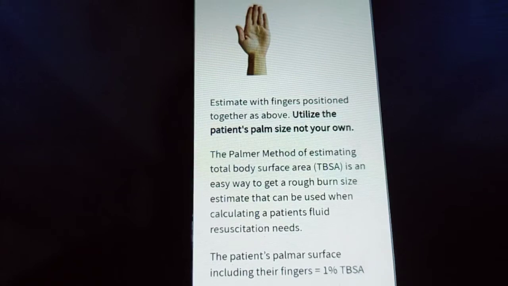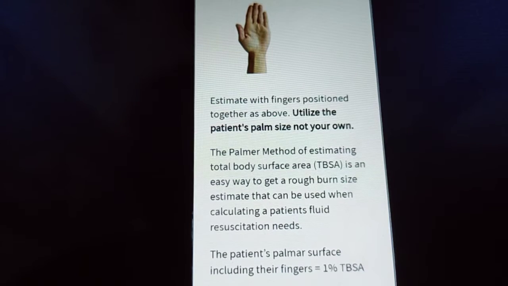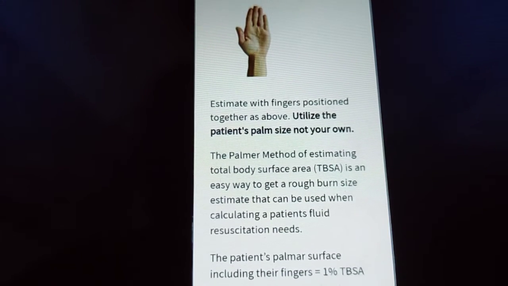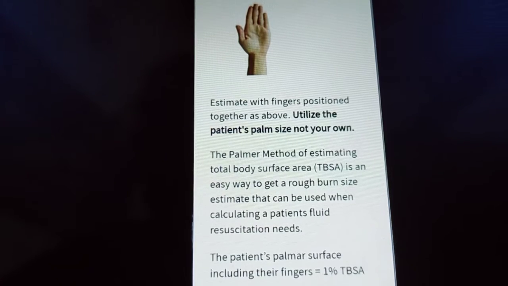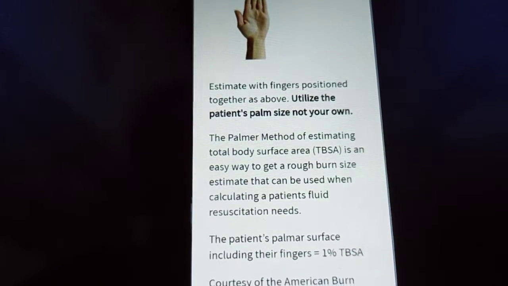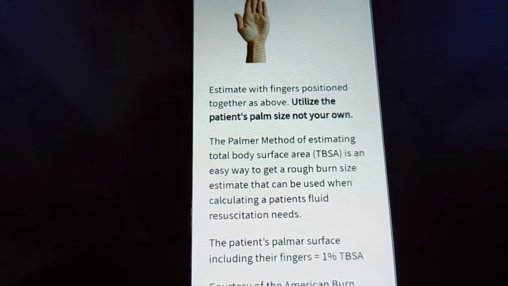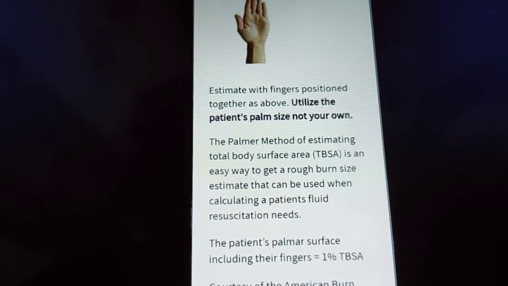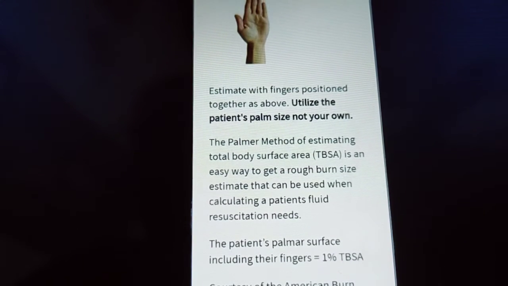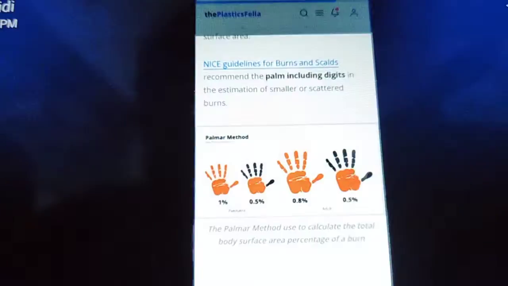Fine. The next method is the Palmer method, or the rule of palm, which helps in estimating the total body surface area. It is an easy way to get a rough burn size. The Palmer method is the simplest calculator of burn skin percentage, utilizing the patient's palm. This technique is ideal for small and scattered burns. So when there are small and scattered burns, this technique is very helpful.